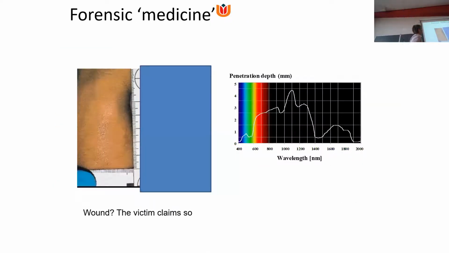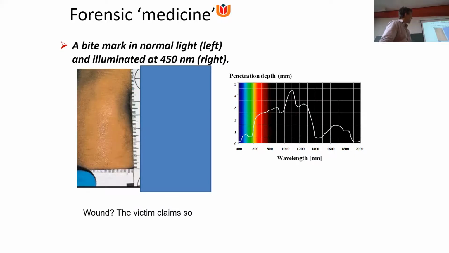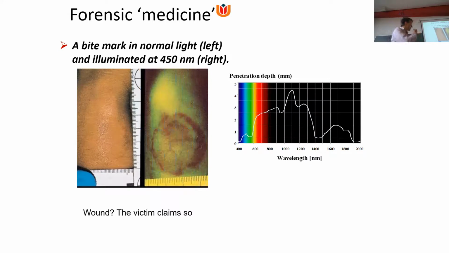Here again, a wound. Do you see anything there? There's a victim, big story. A little bit of coloration along the edges here. Yeah. That's the curvature. Yeah. Now, if you illuminate such an area with 450 nanometers. Yeah.